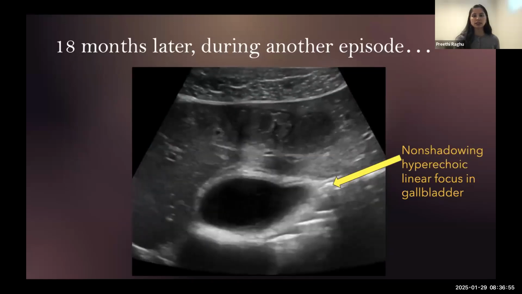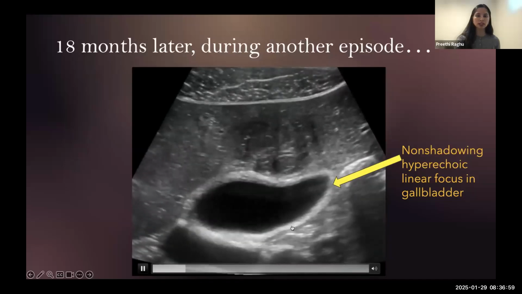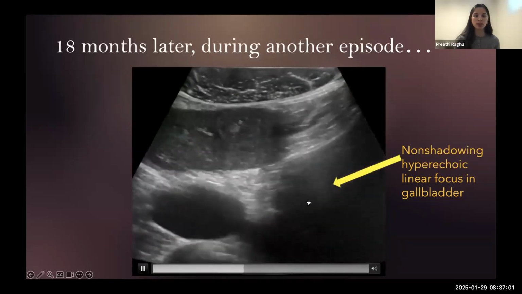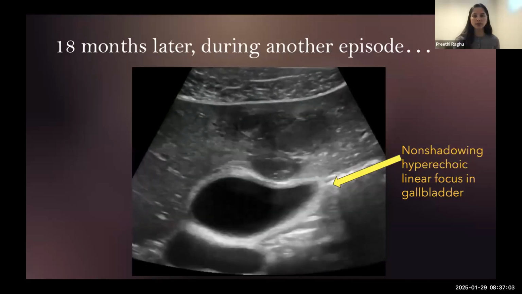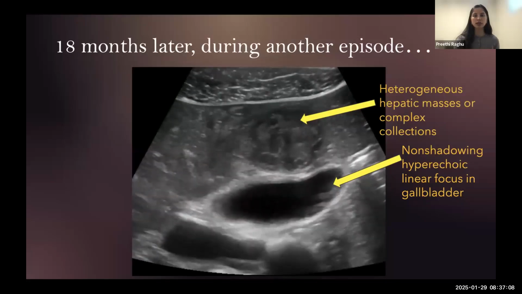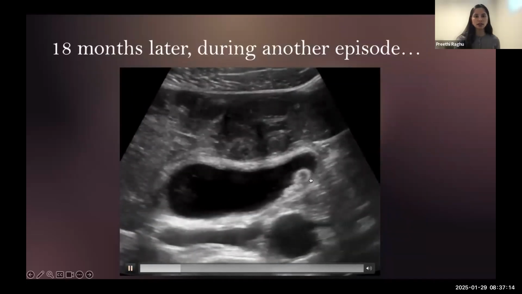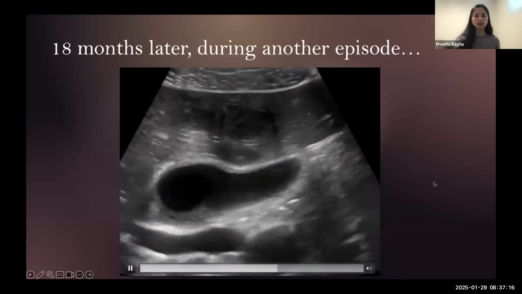And you'll see that there's some curvilinear, non-shadowing material within the gallbladder. And then there are heterogeneous masses in the liver. And here is that same area within the gallbladder.